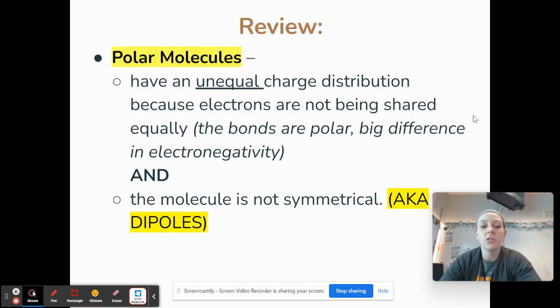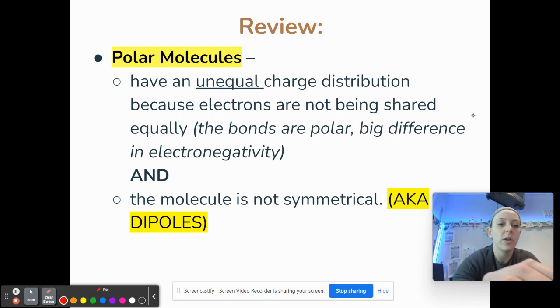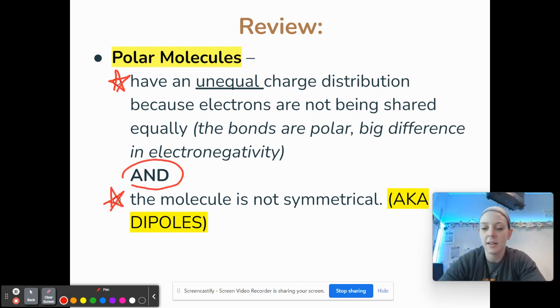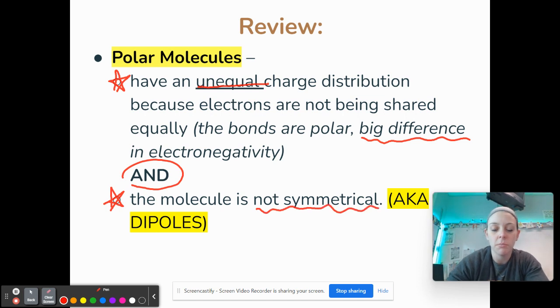So to review, we kind of reviewed this with the homework after the exam, but when we are looking at polar molecules, both of these things must occur. So you'll notice that I have "and" listed in between these. It needs to have unequal charges from electronegativity, so a big difference in electronegativity. But I also need to have an asymmetrical molecule.